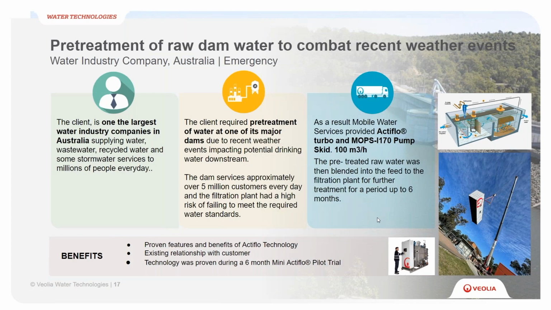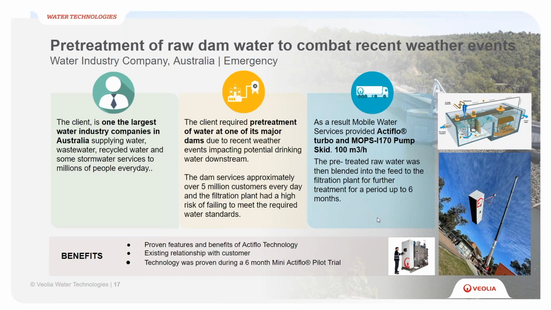The client required pre-treatment of water at one of its major dams due to recent weather events impacting the potential drinking water downstream. The dam supplies approximately 5 million customers every day, and the filtration plant had a very high risk of failing to meet those required water standards.